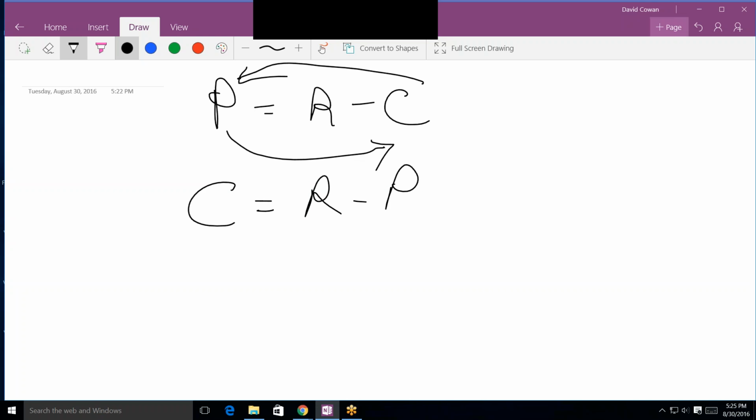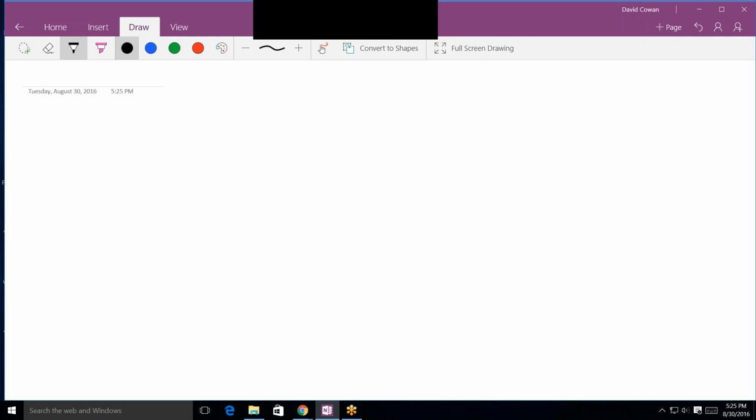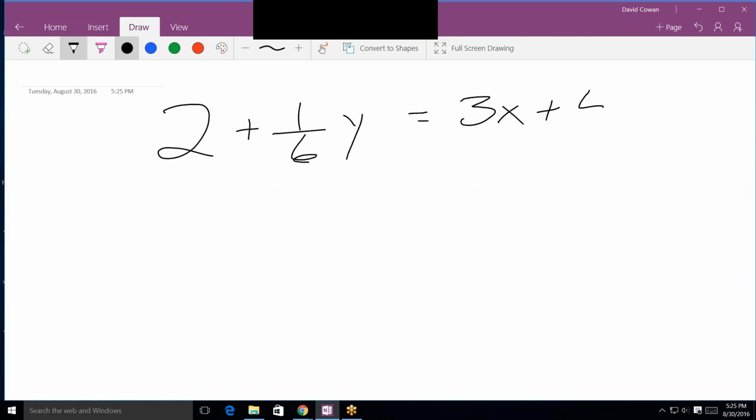Okay. 2 plus 1 over 6y equals 3x plus 4. Is it 1 over 6y, or is the y in? Yeah, 1/6y. That's it. Equals 3x plus 4. Solving for y? Yeah. Okay. Couple of first steps. What would your recommended first step be? I don't know which way I would want to get it over.